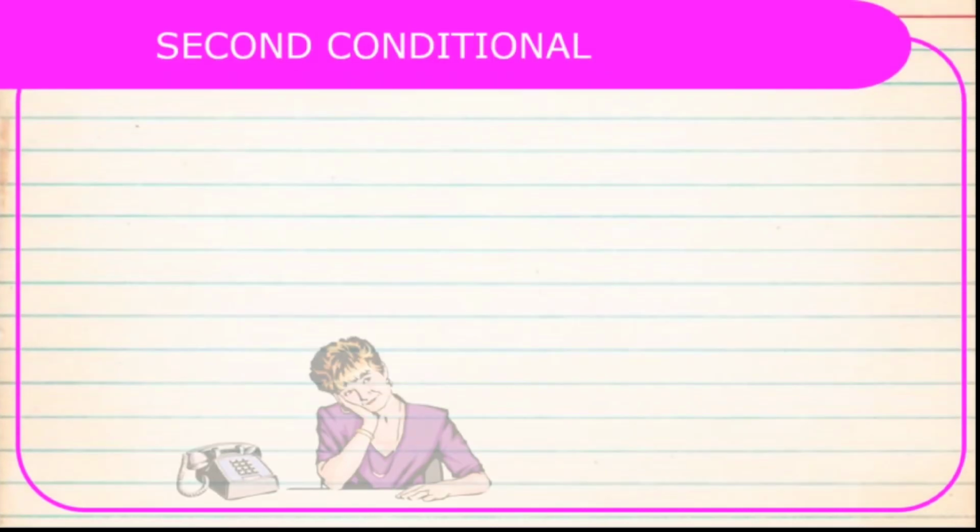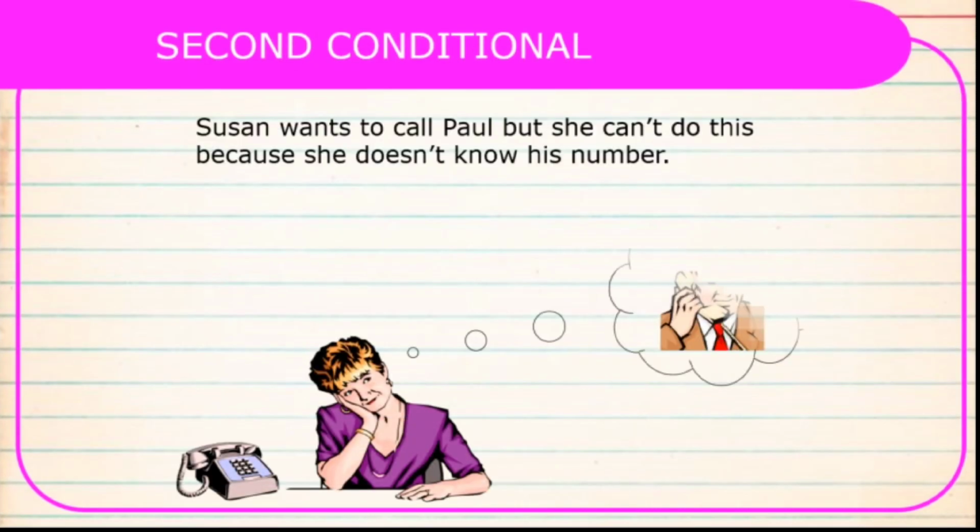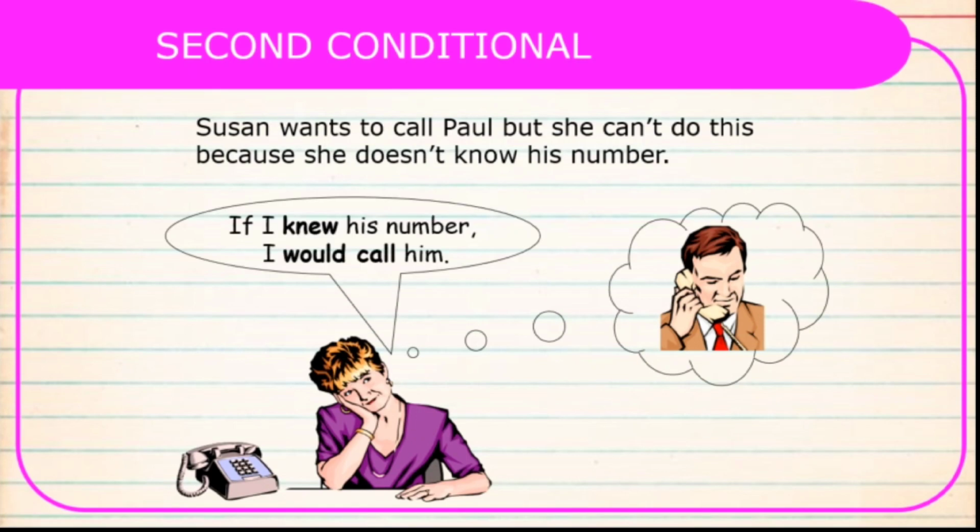The same with this situation. Susan wants to call Paul, but she can't do this because she doesn't know his number. If I knew his number, I would call him. Susan only wishes to call Paul, but unfortunately she doesn't have his number, so it would be impossible for her to do so.